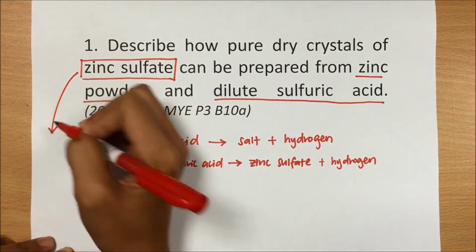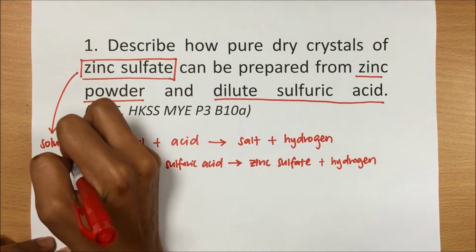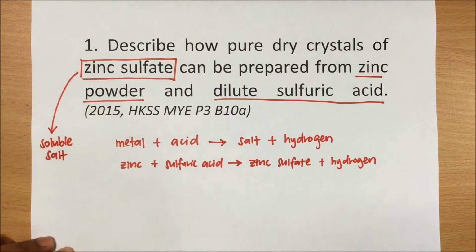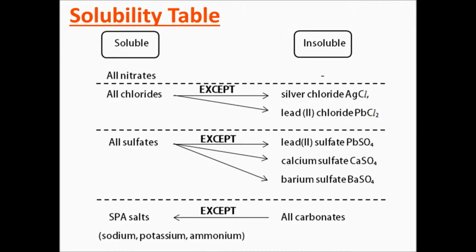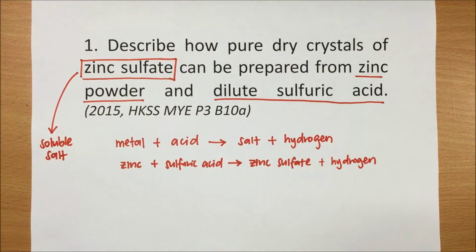First, let's recall the solubility of zinc sulfate. Zinc sulfate is a soluble salt. Why? Recall from the solubility table that all sulfates are soluble except for lead-2 sulfate, calcium sulfate, and barium sulfate.